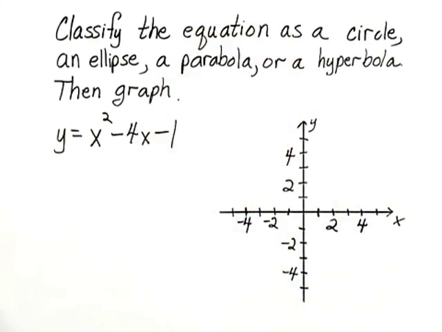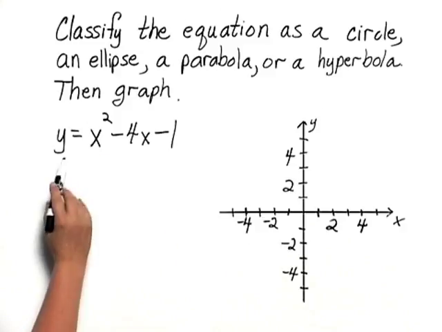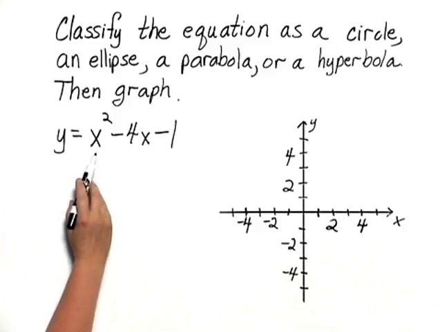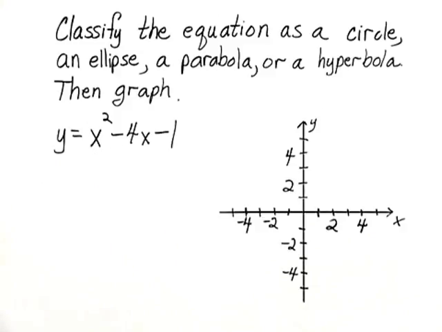In the next set of questions, we'll be classifying and graphing equations of circles, parabolas, hyperbolas, and ellipses. Classify the equation as a circle, an ellipse, a parabola, or a hyperbola, then graph. The equation we're looking at is y equals x squared minus 4x minus 1.